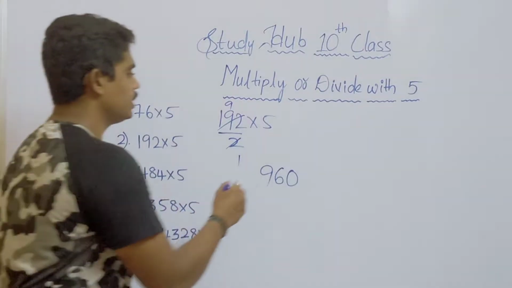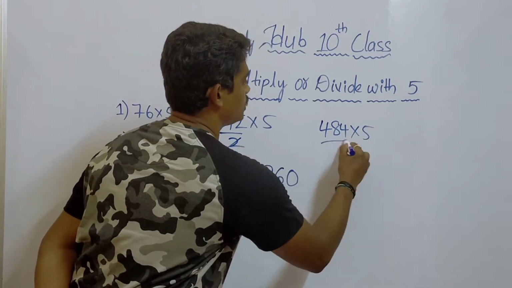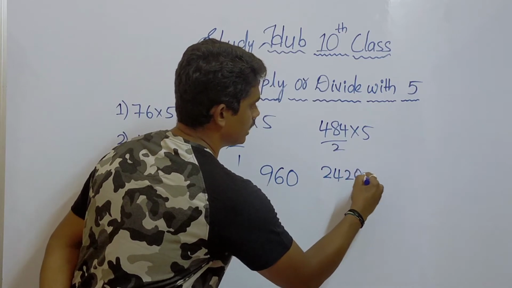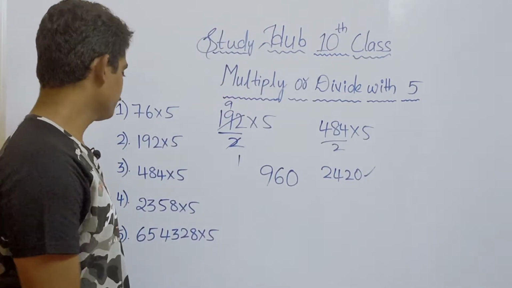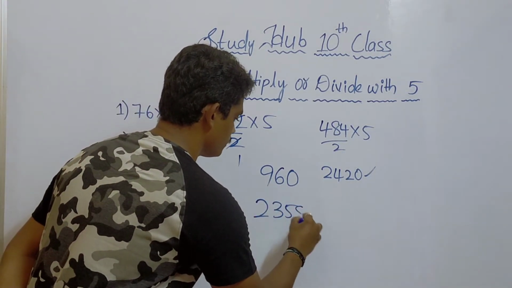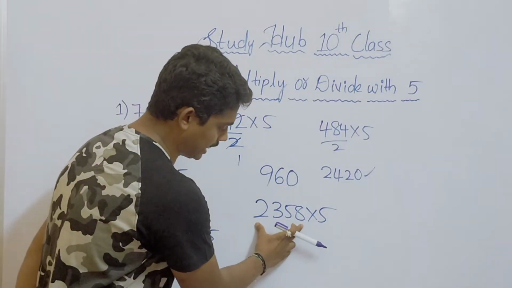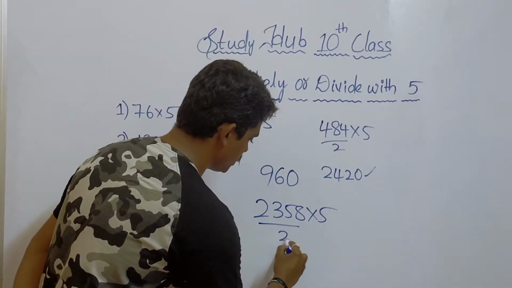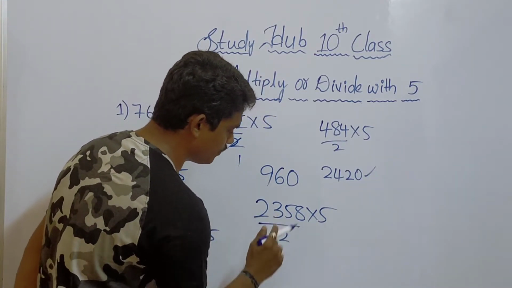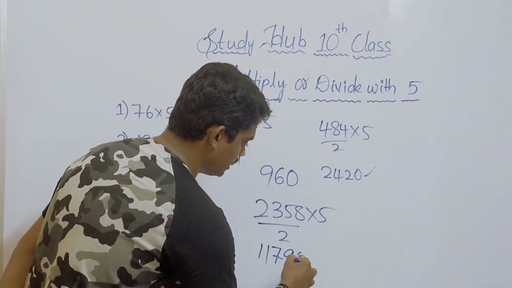Next example, 484 into 5. Just divide it by 2. 2 2s are 4, 2 4s are 8, 2 2s are 4, and 0. See how fast we can solve. The other example, 2358 into 5. What we do? Just divide the given number by 2. 2 1s are 2, 1 remaining, 1 5 is 15, 2 7s are 14, again 1 remaining, 1 8 is 18, 2 9s are 18, and a 0.